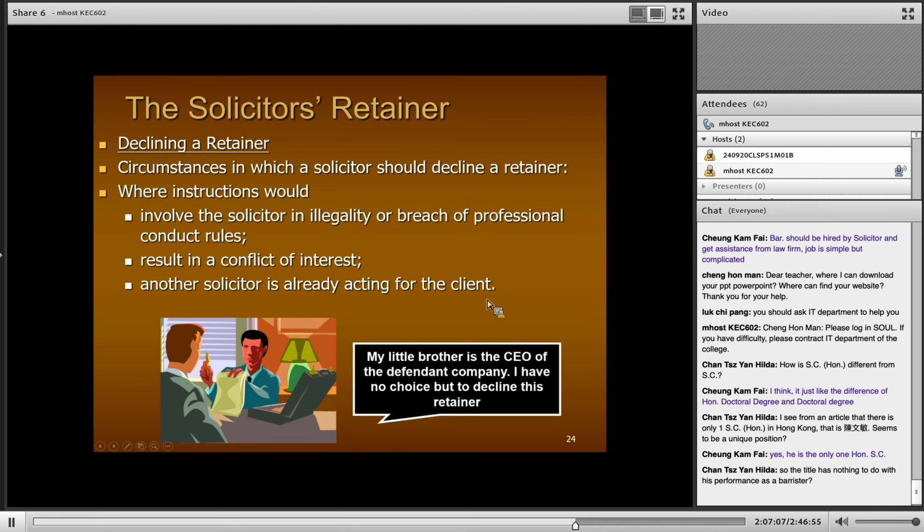Another reason is that another solicitor is already acting for the client. The solicitor has to make sure that there's no other solicitor acting for that client. A client cannot retain two solicitors to act for him at the same time. He can retain a very big law firm, but he cannot retain two law firms to act for him.